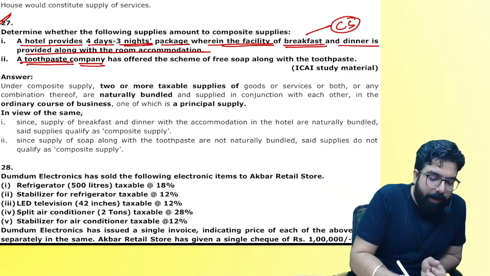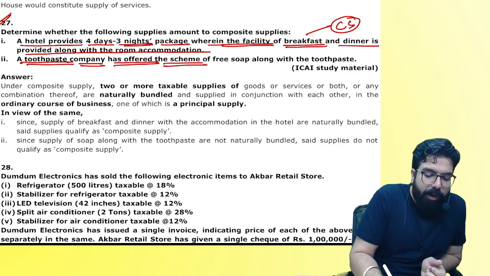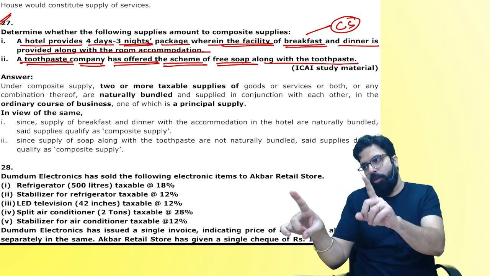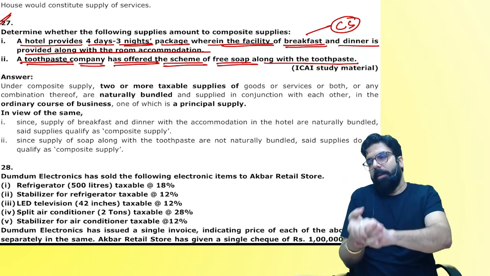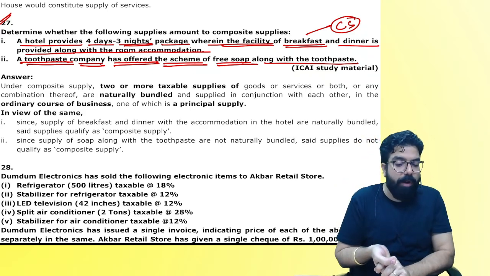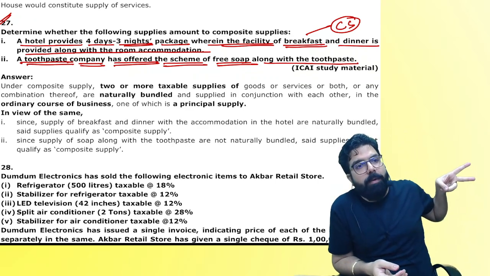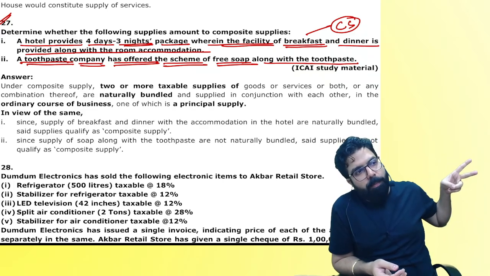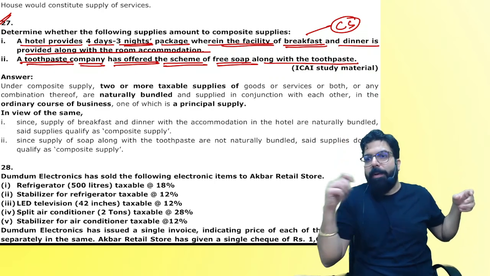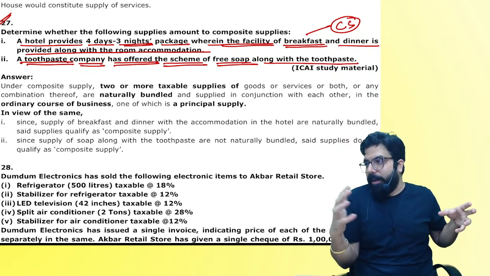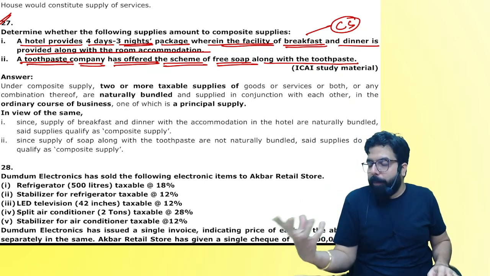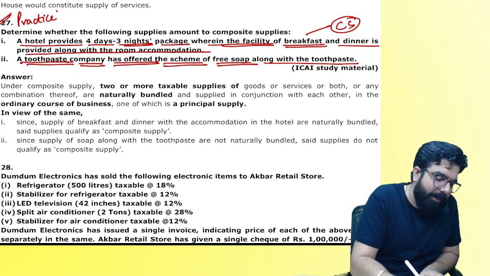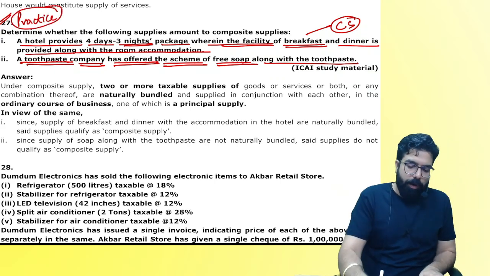A toothpaste company has offered the scheme of free soap along with the toothpaste. Is toothpaste and soap a combo? Naturally, they have supplied what, everyone? You buy toothpaste, you will get soap free. Toothpaste plus soap, is it a natural bundle? First brush, then wash your face. Natural bundle or unnatural? Composite or mixed? Today's practice question, everyone. Practice it at home.